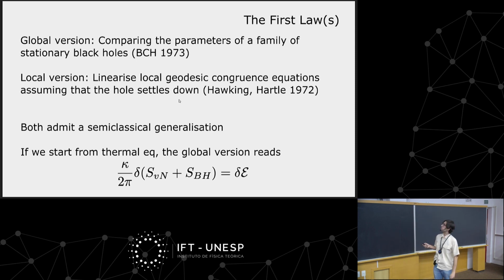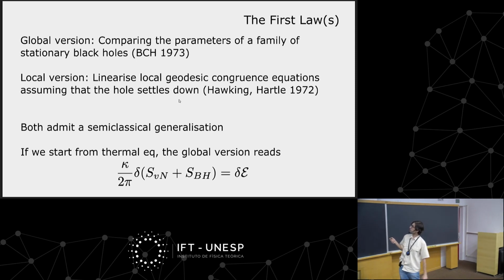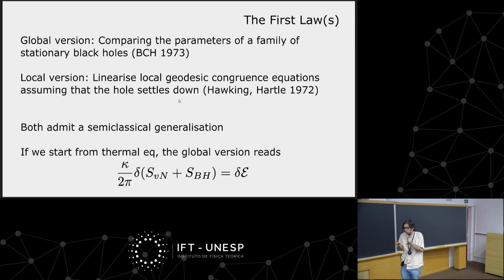So the idea is you start from the equations describing how neighboring curves of which the horizon is made behave as you move along the affine parameters, and you just linearize these equations, use Einstein's equations, assume that the black hole eventually settles down, and you integrate. And you get something that is calligraphically the same as Bardeen, Carter, and Hawking's first law.